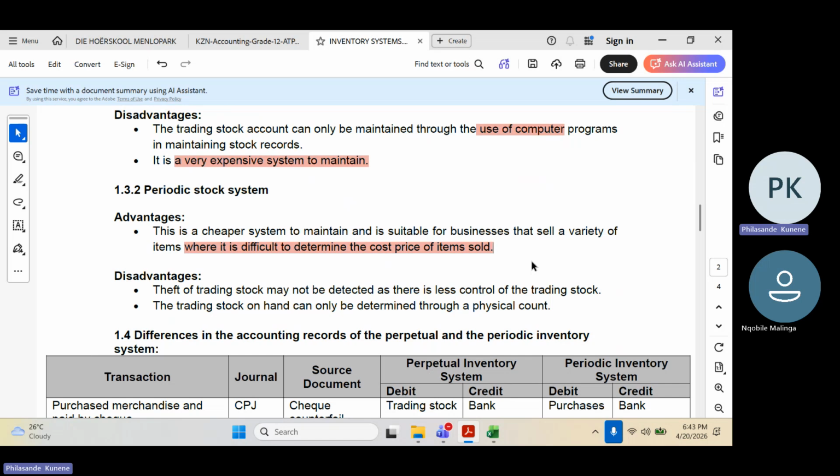So it does not exclude small businesses. You cannot say, I cannot start a business because I cannot afford a perpetual inventory system. We still have a periodic inventory system that is allowed and you can maintain it. Whether you're a small business or a big company, you can still maintain it. That is an advantage of a periodic inventory system.